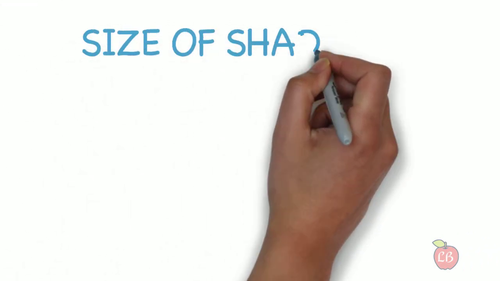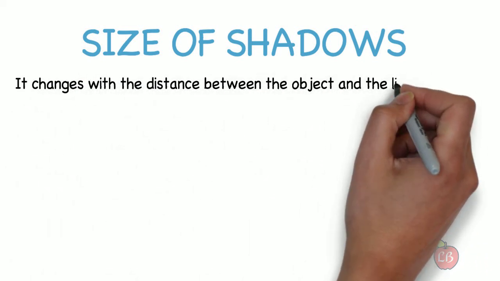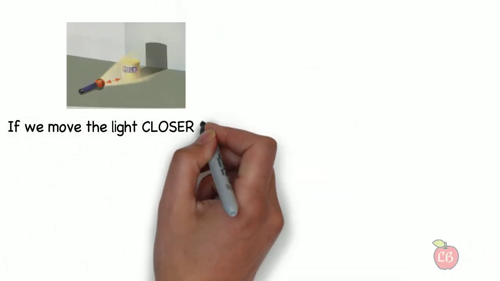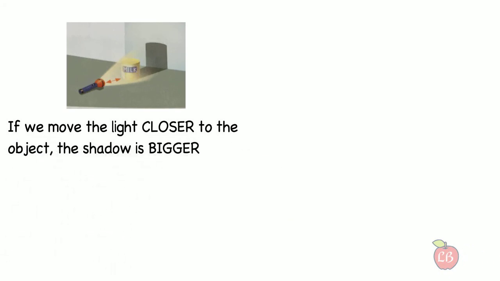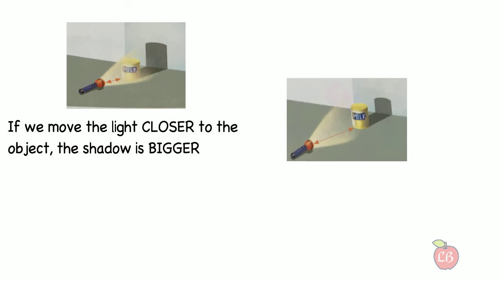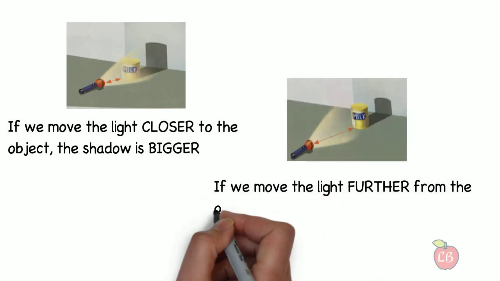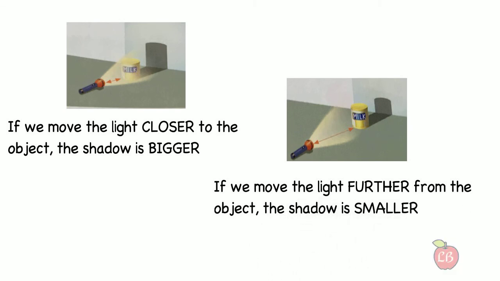What about the size of the shadows? Well, this size changes with the distance between the object and the light source. Let's have an example. If we move the light closer to the object, the shadow is bigger. Can you see it? But if we move the light further from the object, then the shadow is smaller.